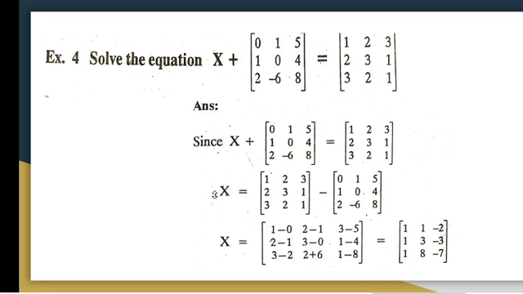So X is equal to this matrix minus this matrix. So X is equal to 1 minus 0, 2 minus 1, then 3 minus 5, 2 minus 1, 3 minus 0. In the same way, you have to subtract all the elements in their corresponding places, and finally we will get the subtracted matrix. This is the unknown matrix X. So we can solve equations and we can find out different types of matrices from equations.